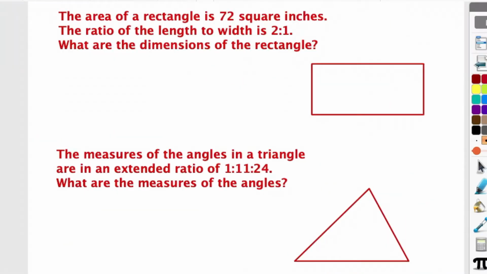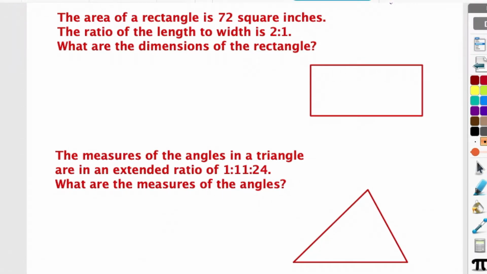Let's solve a couple of problems here. The area of a rectangle is 72 square inches. The ratio of the length to width is 2 to 1. What are the dimensions of the rectangle? So the length being 2 to 1, that just means that maybe if this were 10 inches, this would be 5 inches. Because if you reduce 10 over 5, it's 2 over 1. But remember that it says that the area is supposed to be 72 square inches, and a 10 by 5 would be only 50 square inches.